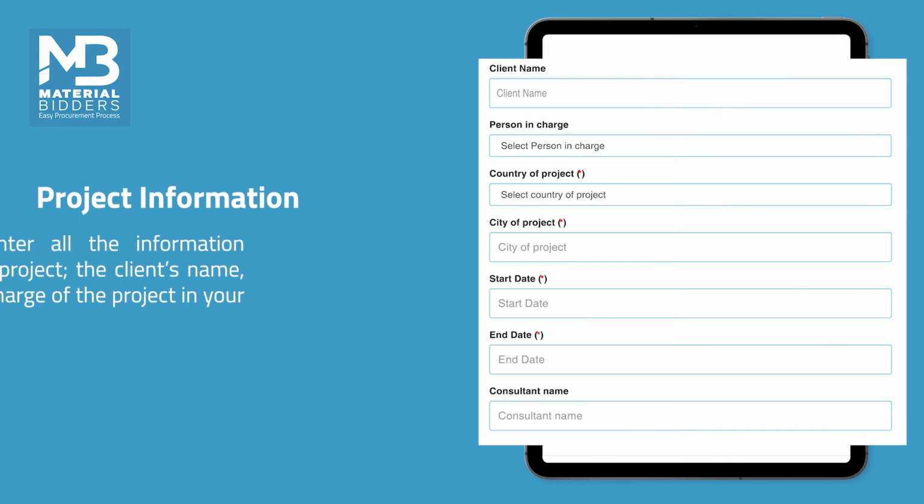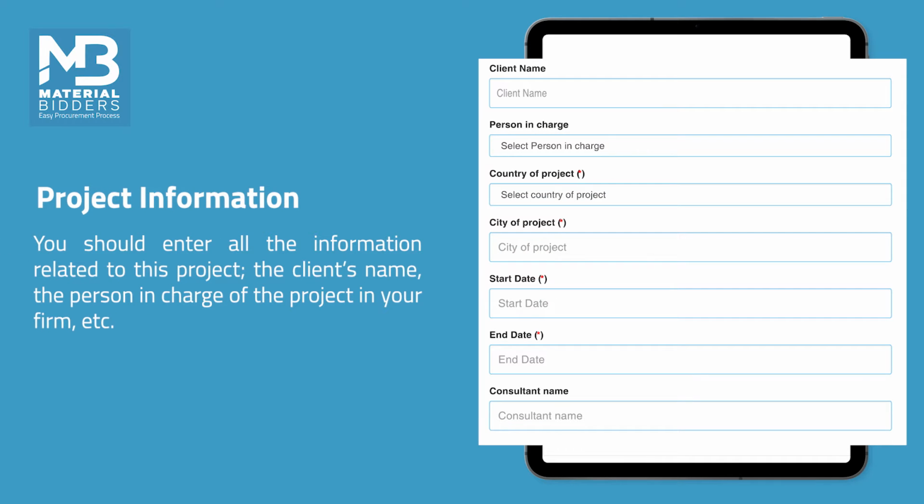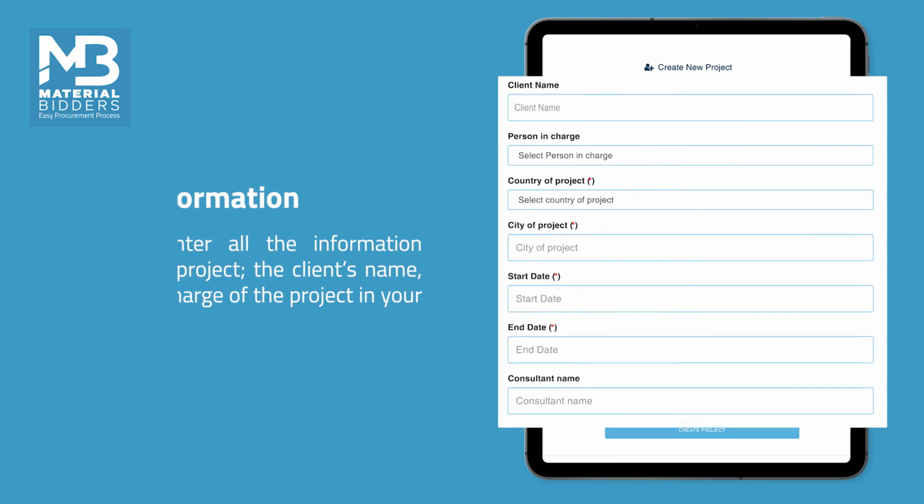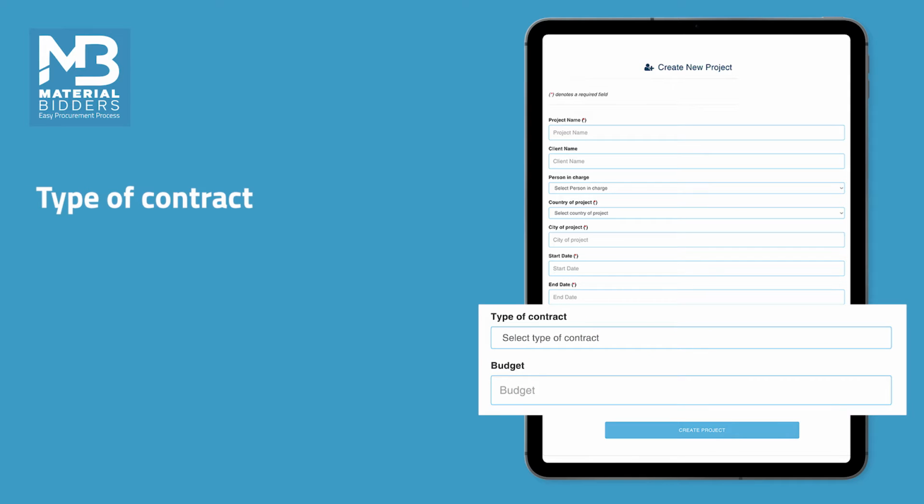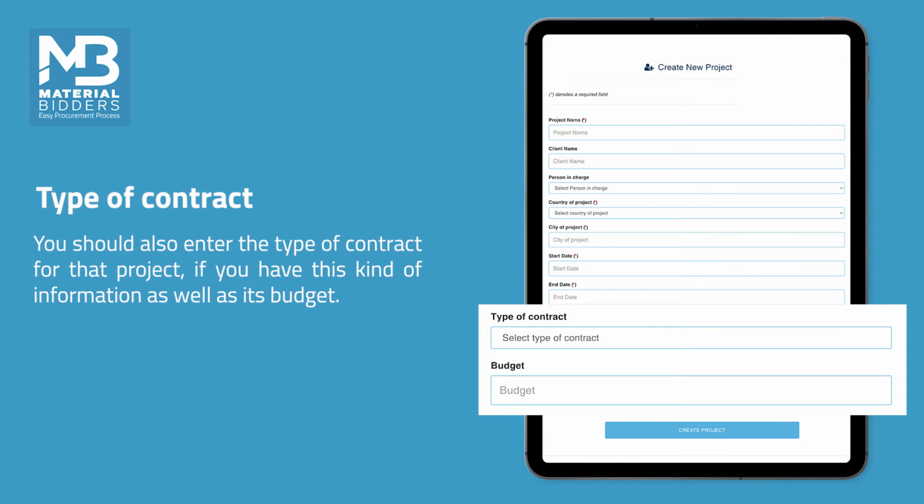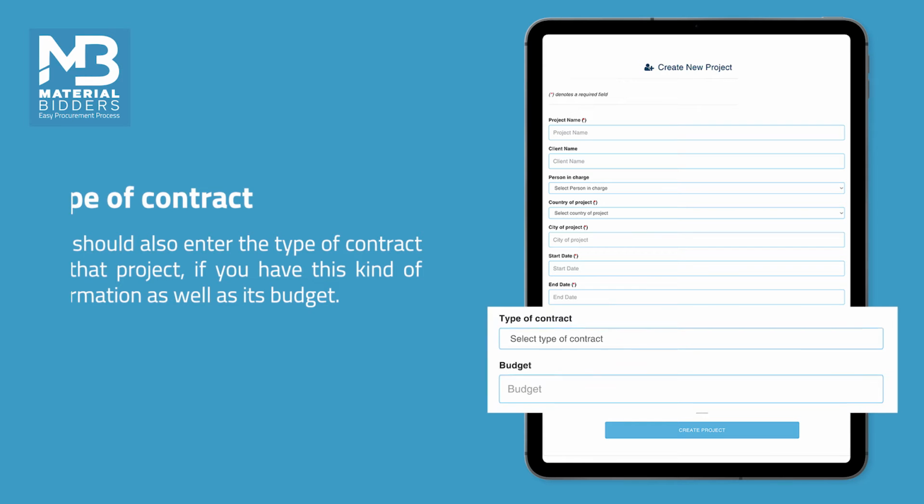Project information. You should enter all the information related to this project, the client's name, the person in charge of the project in your firm, etc. Type of contract. You should also enter the type of contract for that project, fixed price, unit price, cost plus, or other, if you have this kind of information as well as its budget.